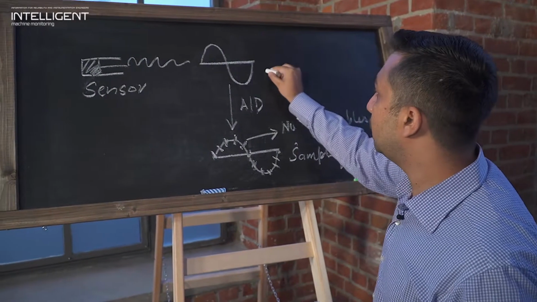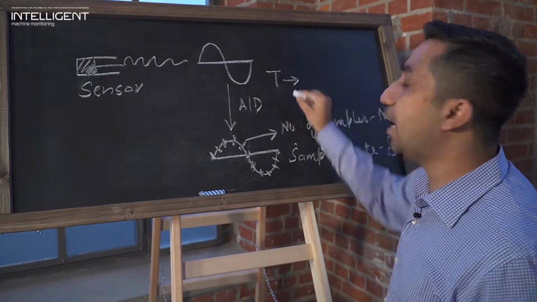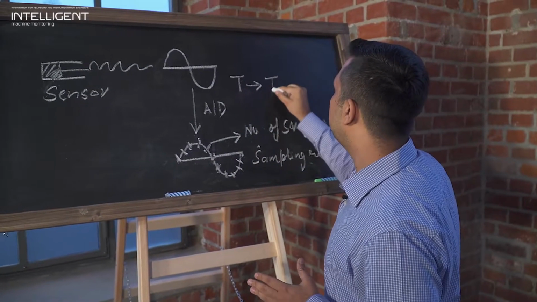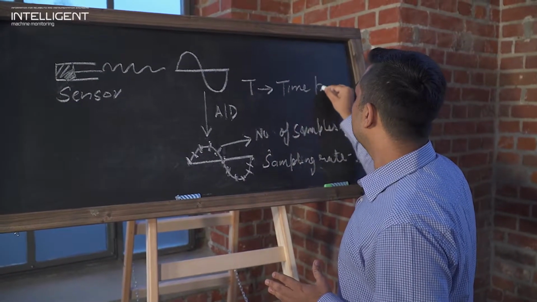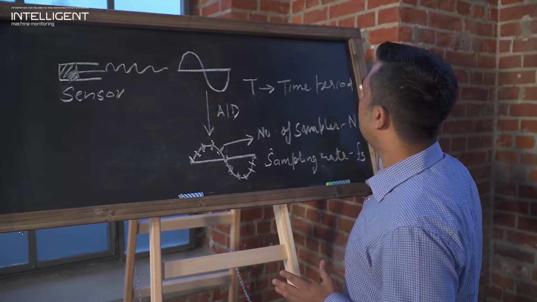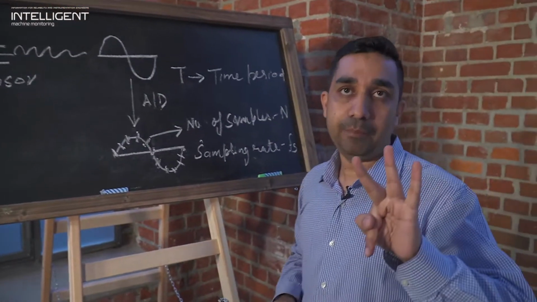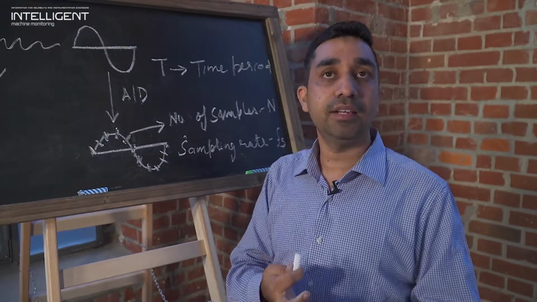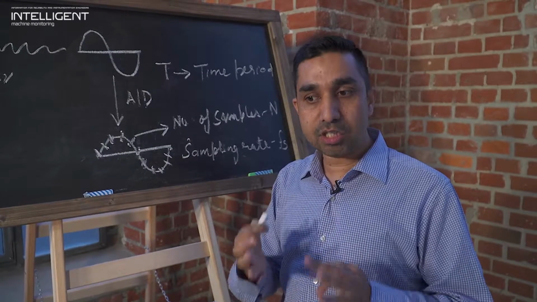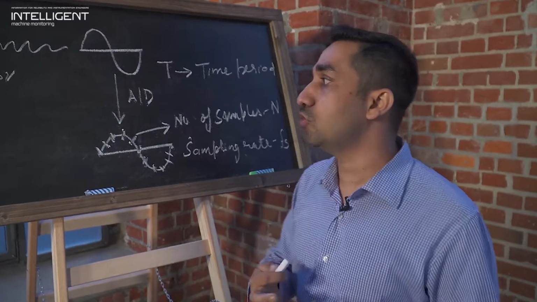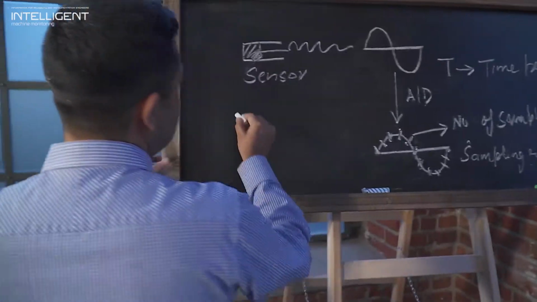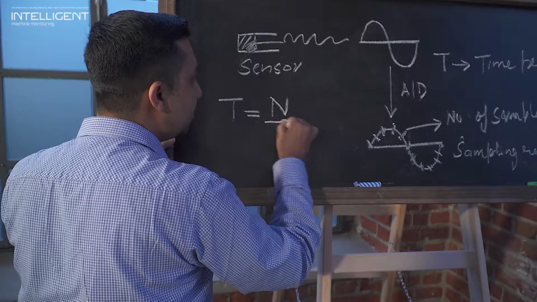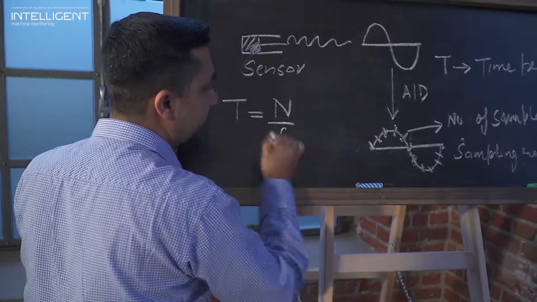And the third parameter is a time frame or a time window, how long this time window is. So it's a time period, a time period in the time domain. So we have three parameters in a time signal. One is the time period, second is the number of samples, and third is the sampling rate. And these all three parameters share a relationship. And what is that relationship? It's T is equal to number of samples divided by sampling rate.